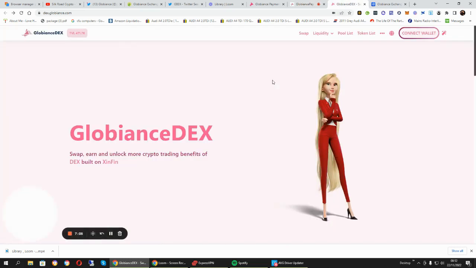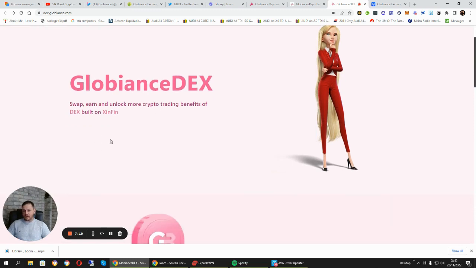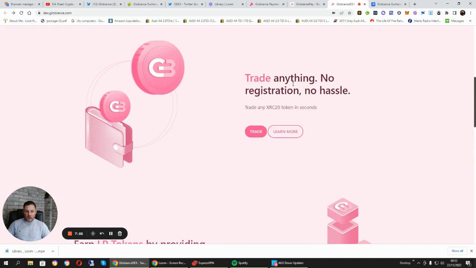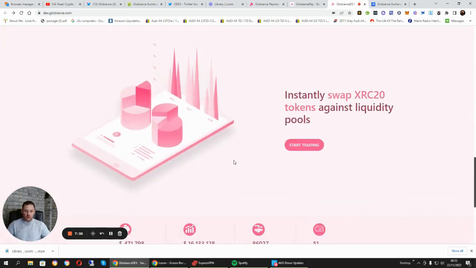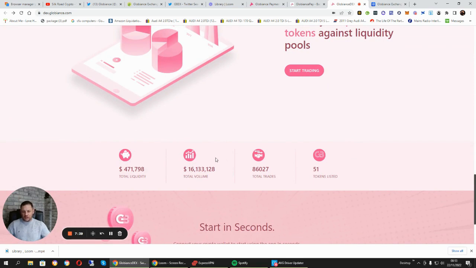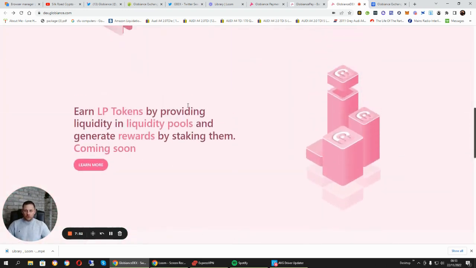So let's have a look at, they've got a decentralized exchange. Now you've got to have an XDC wallet, which I haven't got, so I can't connect anything, but you can see here it's got Globiance DEX. You can swap, earn, and unlock crypto trading benefits. So again, you can trade crypto, and then you've got liquidity tokens. So again, you can earn LP liquidity pool staking rewards, which is a new feature coming soon. So to me, this is absolutely massive. You can see the total volume, over 16 million. They've already got 51 tokens listed. This to me is going to be absolutely huge.